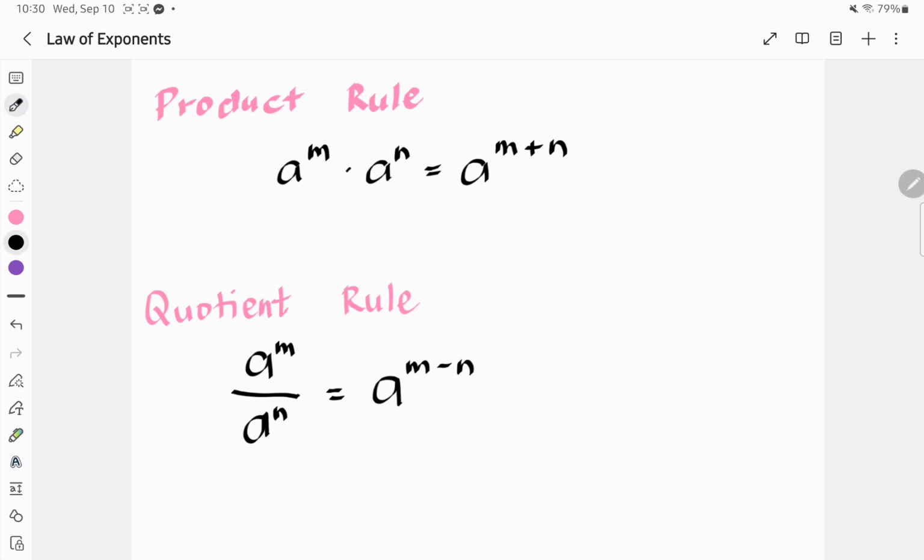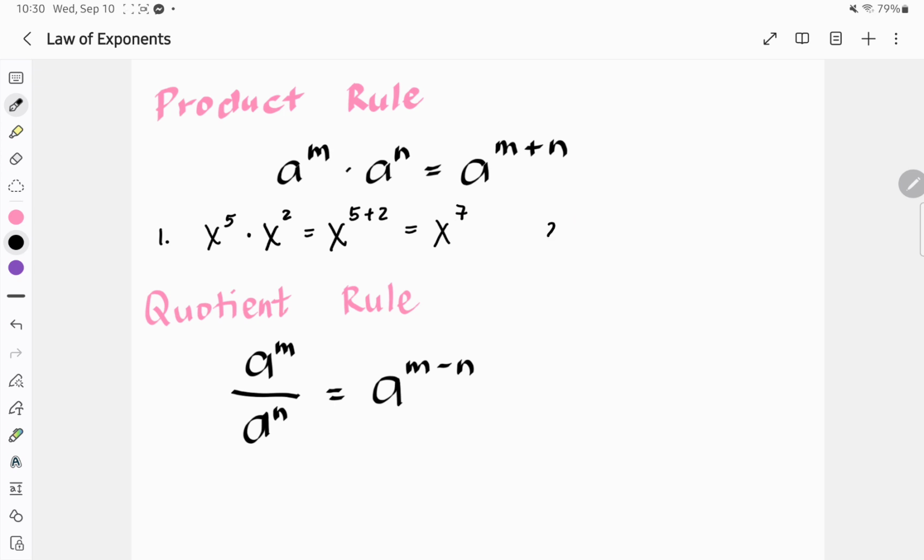You have actually been using this already, you just didn't know it was the product rule. We always have x raised to 5 times x raised to 2. What we do is copy the base, that is x, then add the exponents, that is 5 plus 2. And this is equal to x raised to 7.